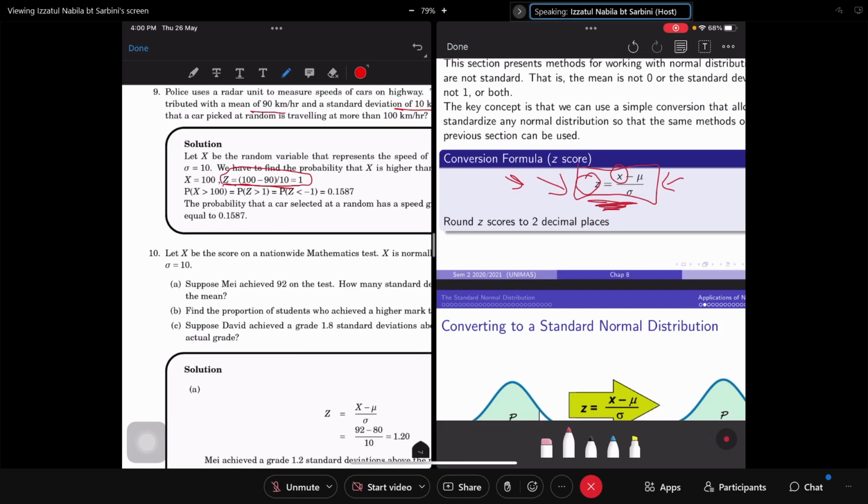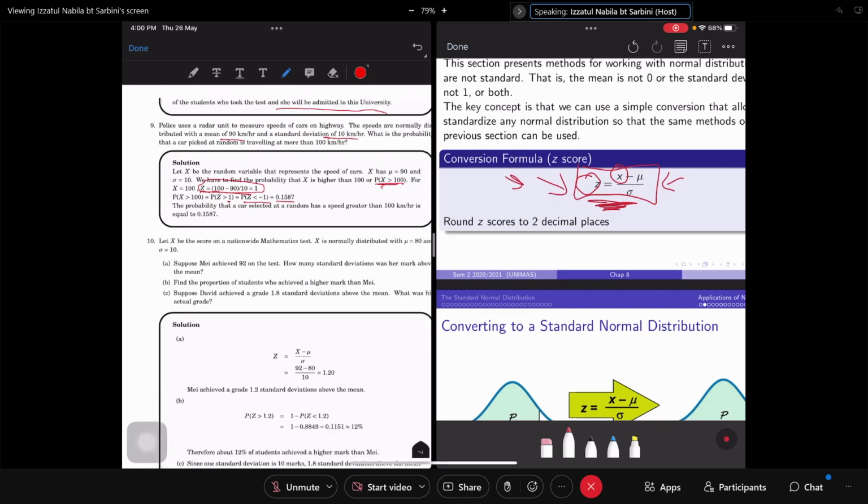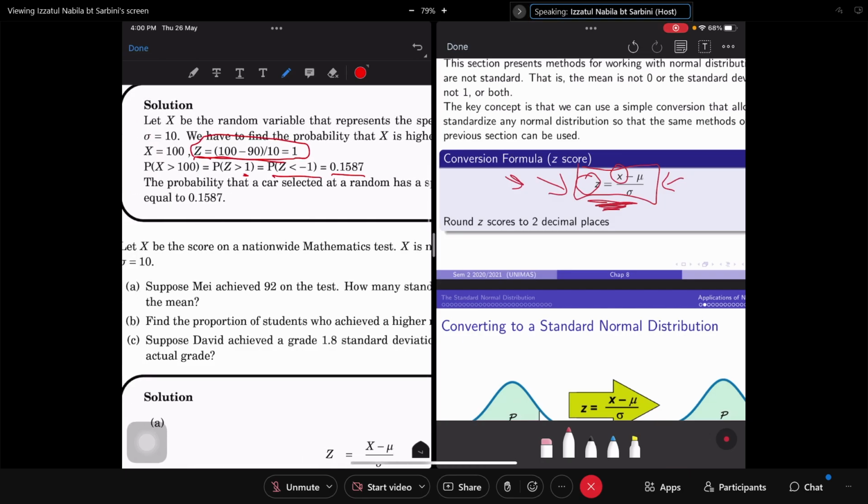So more than 100 will be more than 1, because Z is equal to 1 once you convert. And you just refer to the probability of Z less than -1, because the area is the same left and right, because it's symmetric. The bell shape is symmetric. So the probability when you refer to the table is 0.1587. So the probability that the car selected randomly has a speed greater than 100 kilometers per hour is 0.1587. Okay.